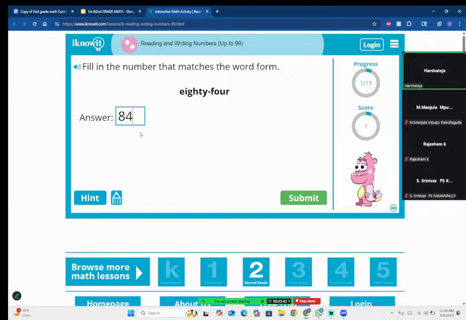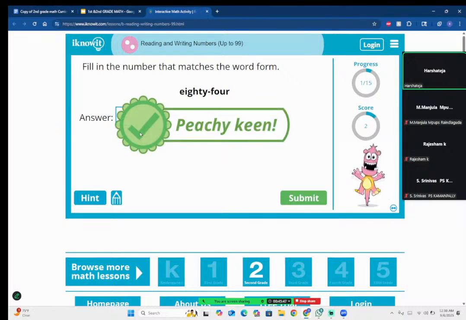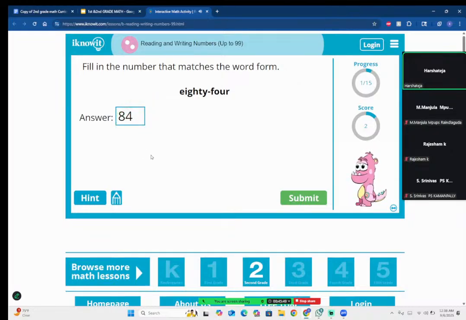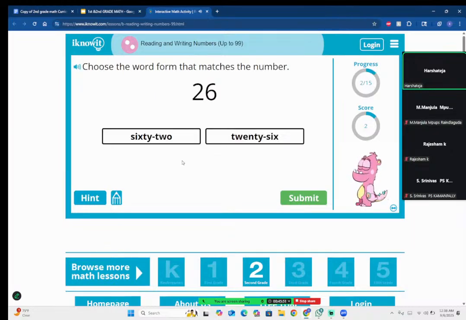There's a 20 and then a 6. So 26 is the correct answer.